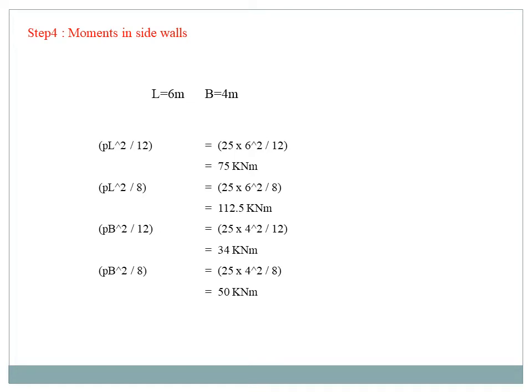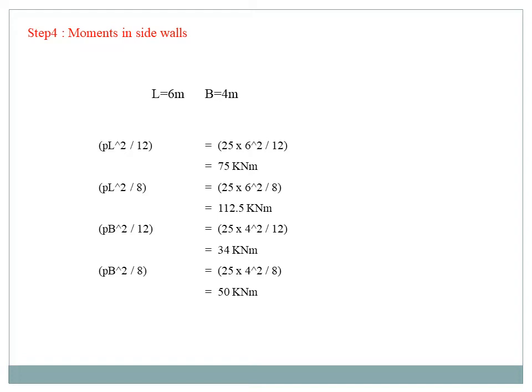So the formula is PL square by 12 for the 6 meter side, again PL square by 12 on the 6 meter side. Then again PB square by 12, based on breadth for 2 moments. So P is equal to 25, our load pressure and density. We can find that from the previous step.